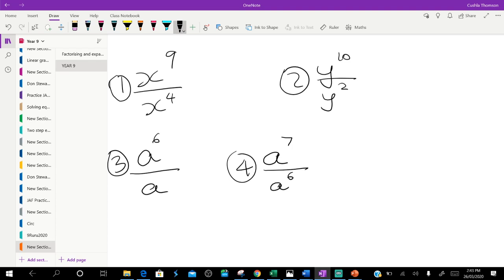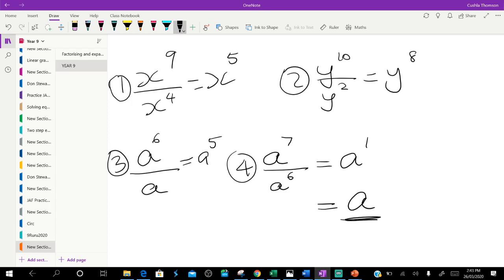Let's have a wee look. Yes, Jackson, awesome. Right, x to the power of 5, well done. Nikki, what have we got? The first one, yep, good. Number 2, y to the power of 8. Lovely. And then number 3, a to the power of 5. Now, what's the next one? This one here is a to the power of 1. But we don't write a to the power of 1 because that's just the same as a. So that's good on those.